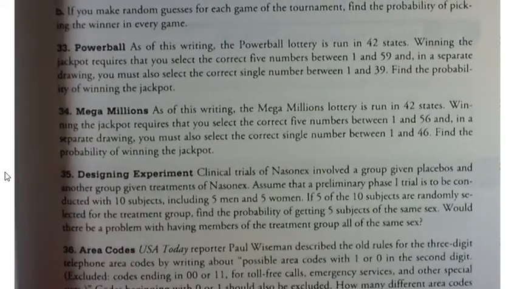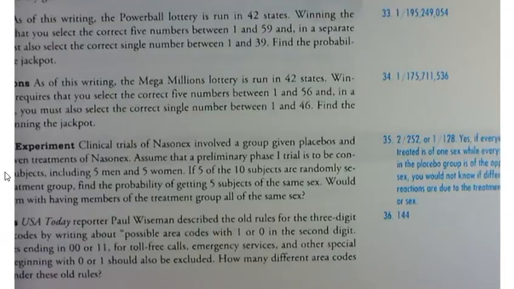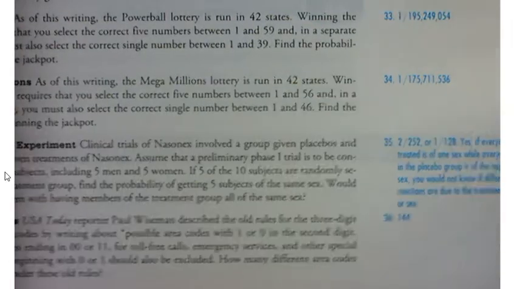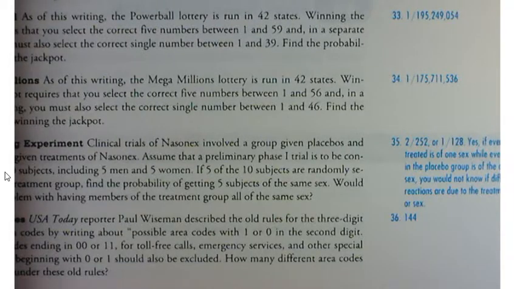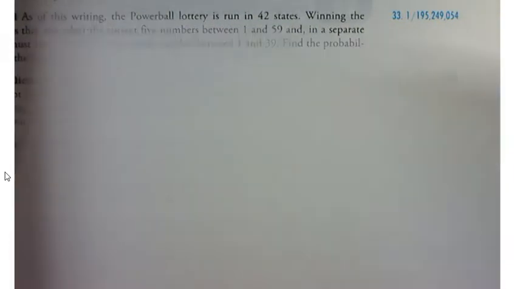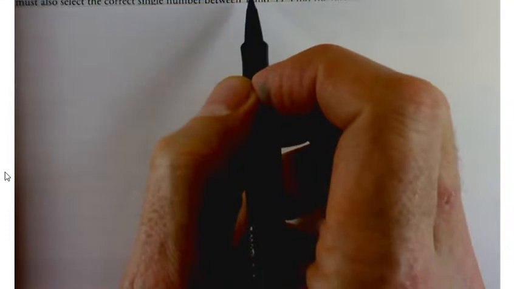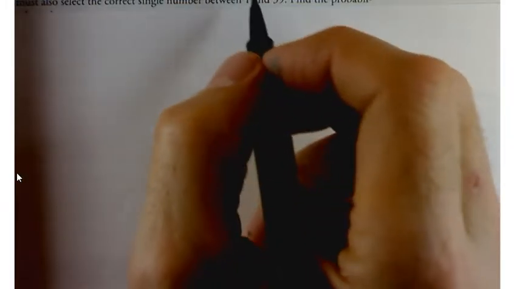Let's look at the Powerball calculation. And this is kind of getting at that last little bit here that I was talking about in terms of products and multiplication. Powerball is run in 42 states. Winning the jackpot requires that you select the correct 5 numbers between 1 and 59. And in a separate drawing, you must also select the correct single number between 1 and 39. So the product of these two is going to be the number of different ways you can win, or number of different ways you can choose a winning number.